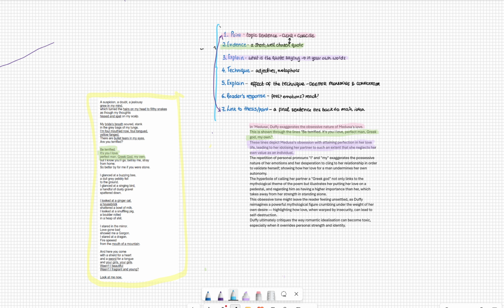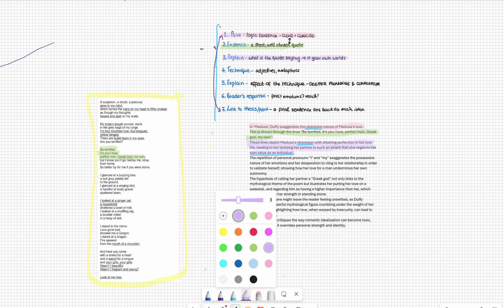Now, one really important thing to mention here is they have linked back to the point already, which already puts you in that top mark band because the examiner can see that you're very, very focused on the piece of evidence you've chosen, and the piece of evidence that you've chosen links very clearly to your point. But they haven't just rephrased their point, they've gone on to say that it has led to her idolizing her partner to such an extent that she neglects her own value as an individual. So you're adding in a little bit extra beyond that point.